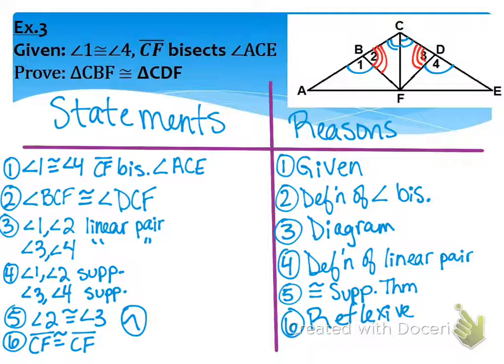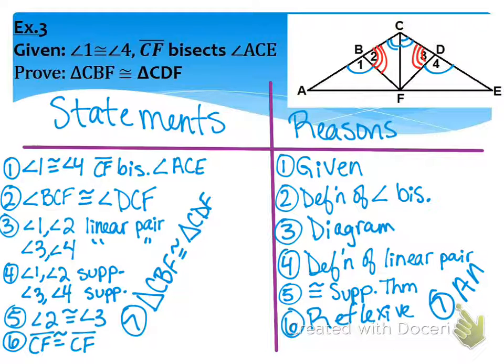So then my last step would be what? The prove statement. Triangle CBF is congruent to triangle CDF, by angle, side. Now, I'll admit that proof was a little more involved. Not quite as fun as the first one.